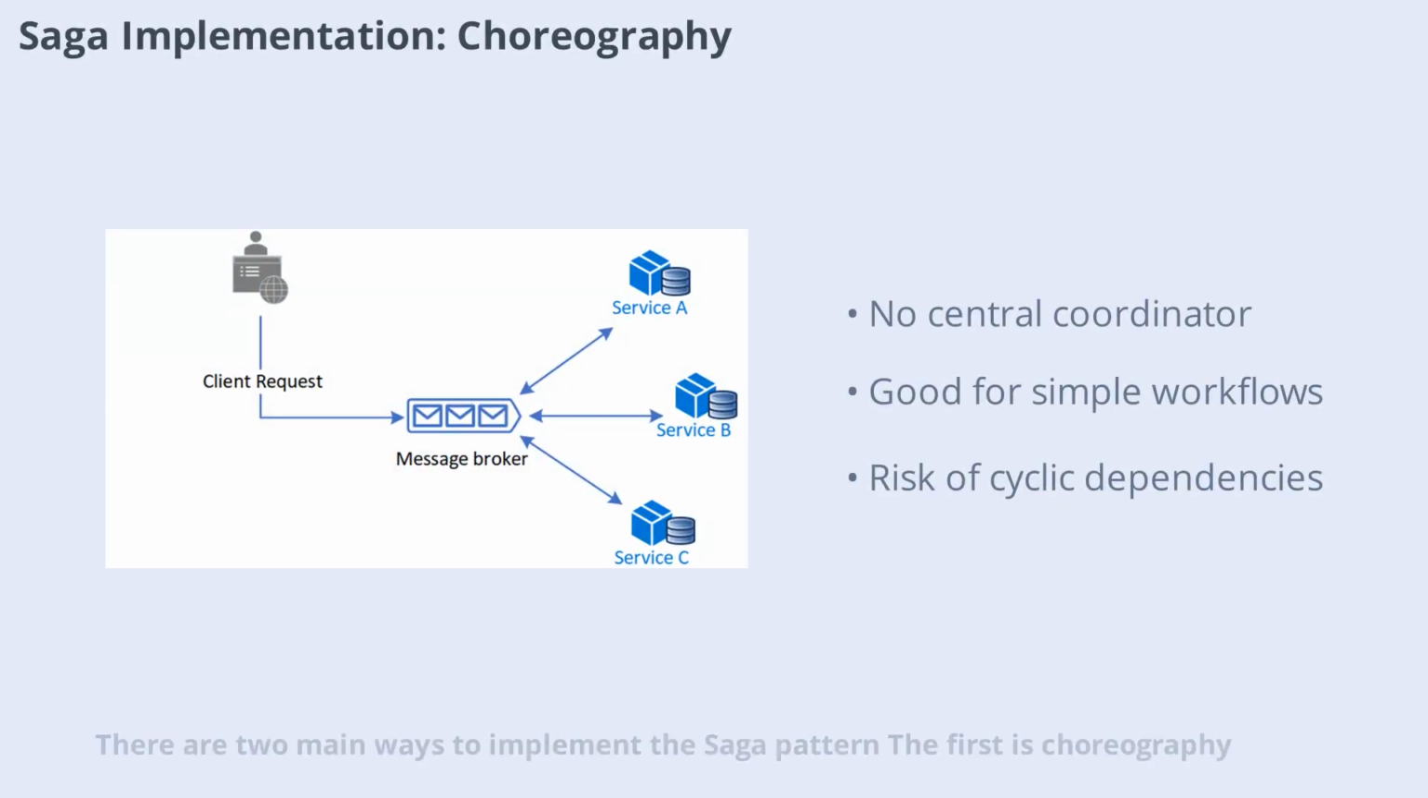There are two main ways to implement the SAGA pattern. The first is choreography. In this approach, each service publishes events that trigger actions in other services with no central coordinator. Choreography works well for simple workflows with few services. It avoids a single point of failure and distributes responsibilities, but as the workflow grows, it can become hard to track and test, and risks cyclic dependencies between services.